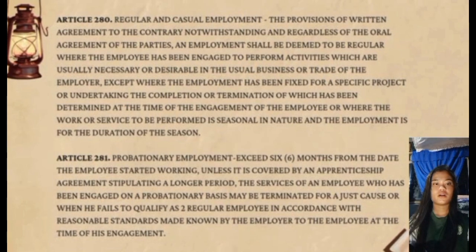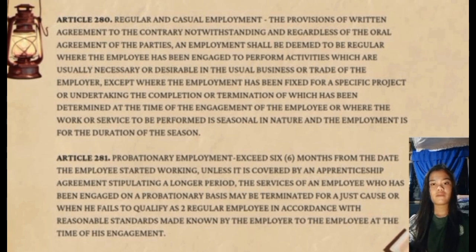Article 280, regular and casual employment. The provisions of written agreement to the contrary notwithstanding and regardless of the oral agreement of the parties, an employment shall be deemed to be regular where the employee has been engaged to perform activities which are usually necessary or desirable in the usual business or trade of the employer, except where the employment has been fixed for a specific project or undertaking, the completion or termination of which has been determined at the time of the engagement of the employee, or where the work or service to be performed is seasonal in nature and the employment is for the duration of the season.